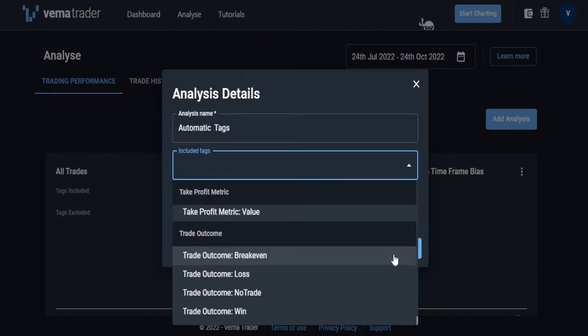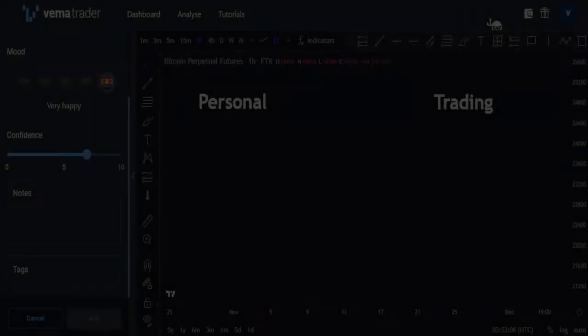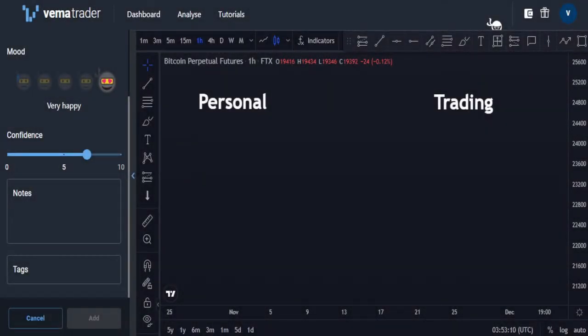So this one is the outcome. Was the trade a win? Was it a loss? Was it break even, or did the trade never enter? You can now search by that and it's automatically tagged. These are all things that you don't need to manually tag because VEMA tags them for you on every single trade. Okay, so now we know what VEMA is tagging automatically. It's time to dig into what do you want to tag?